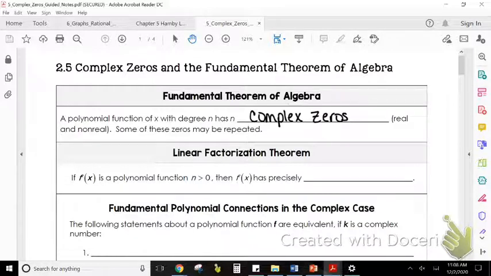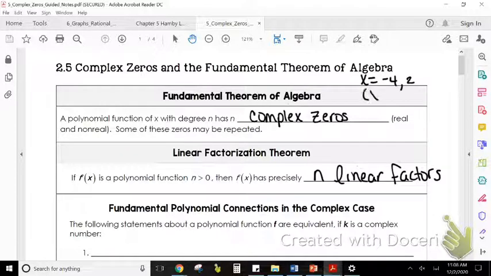The linear factorization theorem says if f of x is a polynomial function with n greater than 0, then f of x has precisely n linear factors. And again, we already knew this because before, in like 2.4, if we said our zeros were -4 and 2, then they gave us factors of x plus 4 and x minus 2. Because we had two zeros, that meant we had two factors. Well, the same thing here. My polynomial function is going to have the degree of n, which is going to tell me the number of zeros, which is going to tell me the number of linear factors.